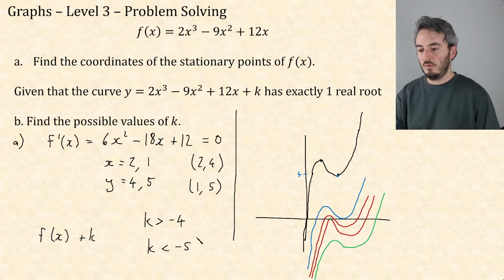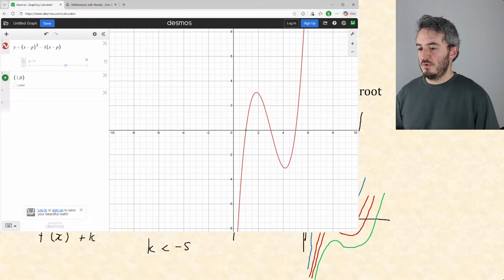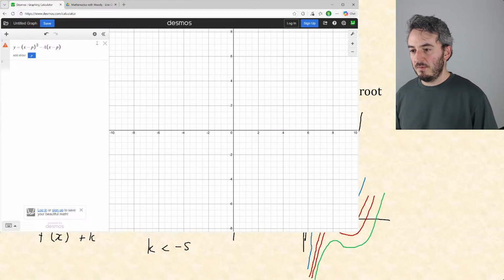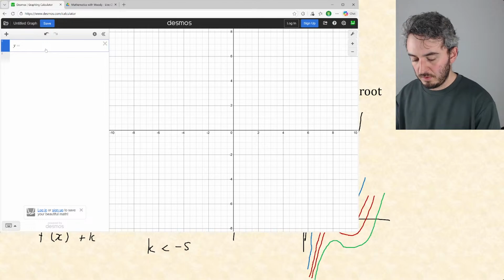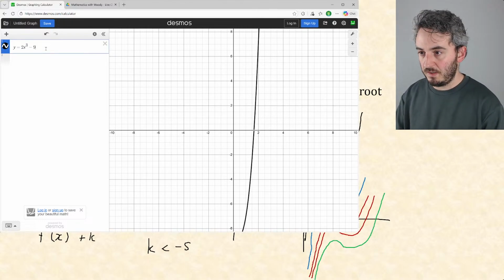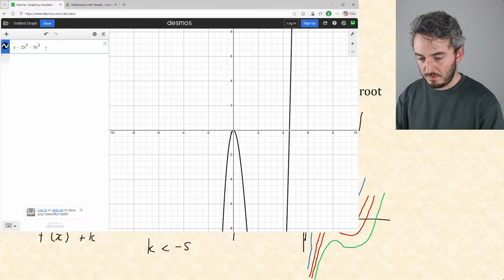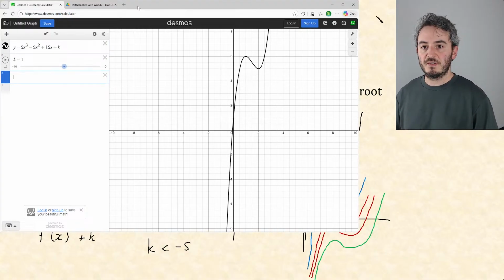That, I think, is something which is worth just taking a look at on Desmos. Again, you don't get Desmos in your exam, but the more you use it, the more these sorts of things will feel intuitive. So what was my function? My function was y equals 2x cubed minus 9x squared plus 12x plus k, and I'm going to create the slider for k.